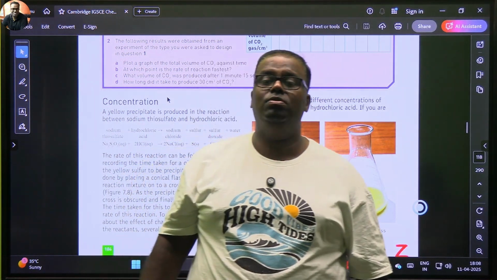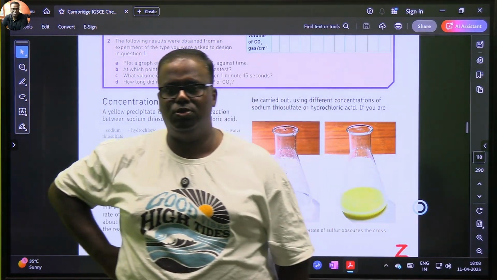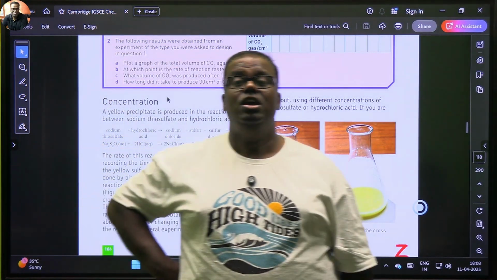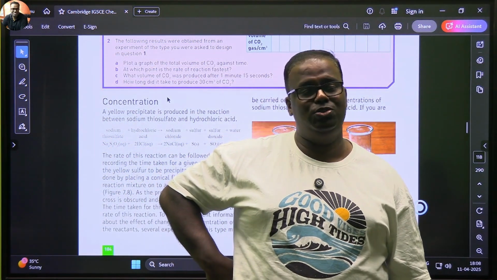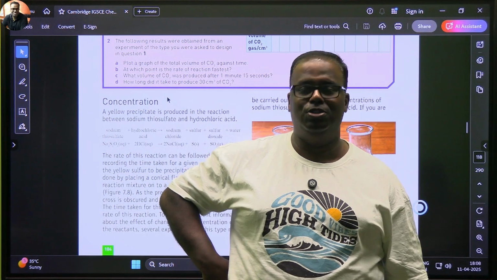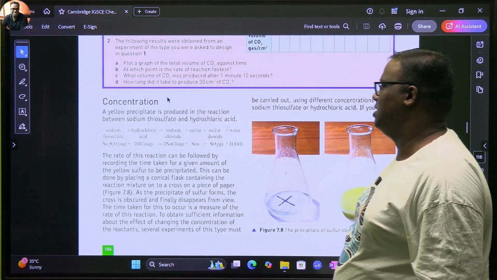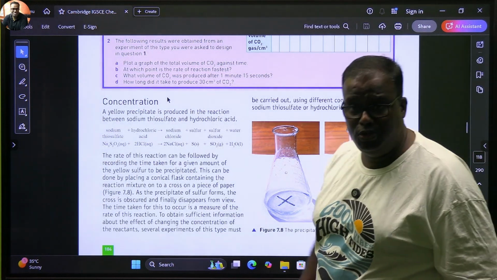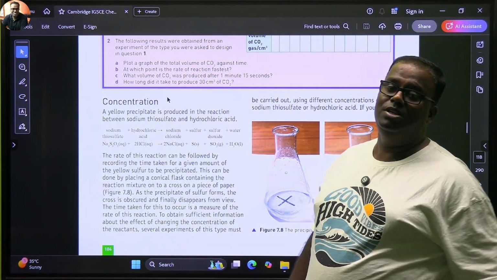Okay, sir, I've got 1 kg of limestone. It means I will be able to generate a lot of carbon dioxide. Not necessarily. In what manner you are introducing that 1 kg of limestone also matters. So let's read about concentration. Now, this is a reaction in which, I told you, whenever a reaction happens, there are some characteristics.